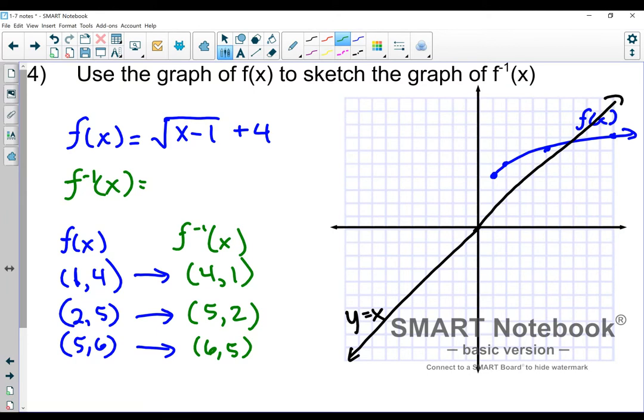So now I'm going to try plotting these points. I have 4, 1, 5, 2, and 6, 5. And so now I just connect, and that's going to give me my inverse graph. So you can tell that they're really clearly reflected over that line y equals x.